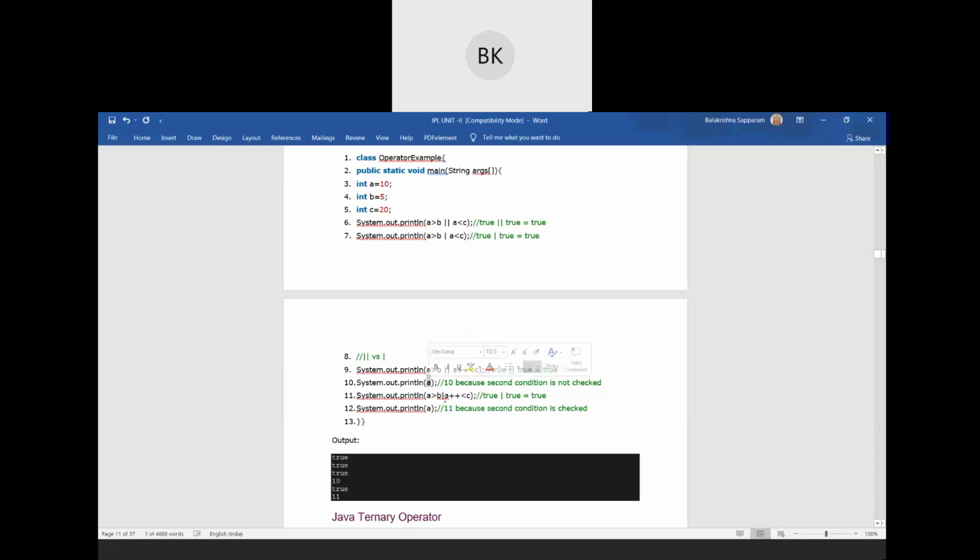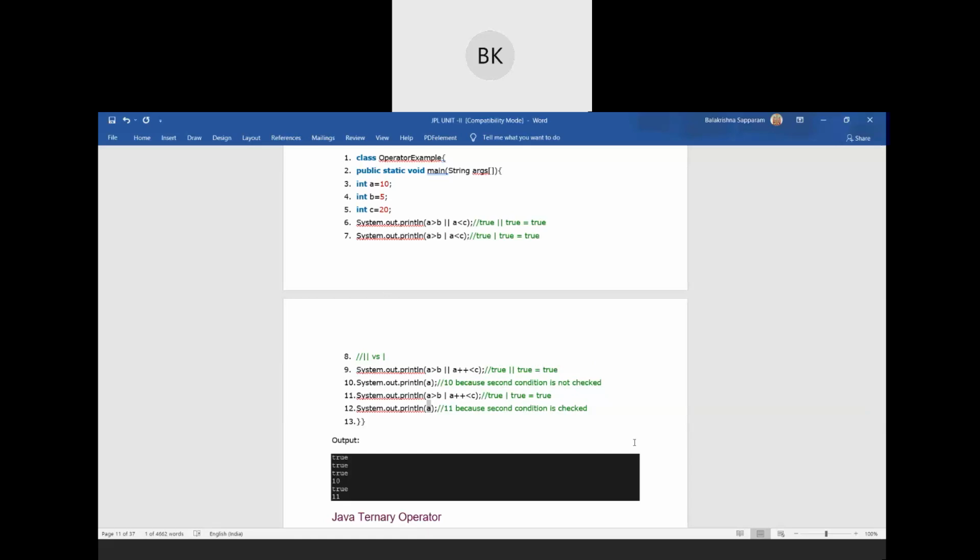10. Suppose it is the bitwise OR operator: even if the first statement is true, the remaining statements are also executed. In the remaining statement, a plus plus is there. What is the initial value of a? 10. 10 plus plus means 11. Here we are getting the a value 11.